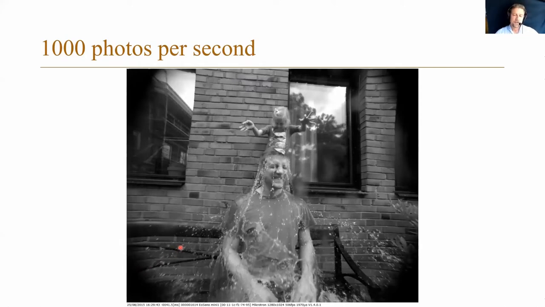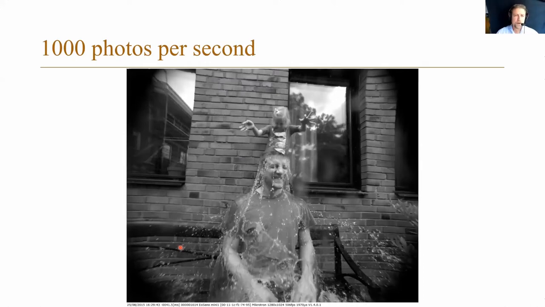So to follow this type of event, we only need something like 1,000 photos per second. On a regular cell phone these days, you get perhaps 200, a bit more than 200 frames per second. You can do decent slow motion videos. However, if we want to go into the atoms, we need much faster timescales.